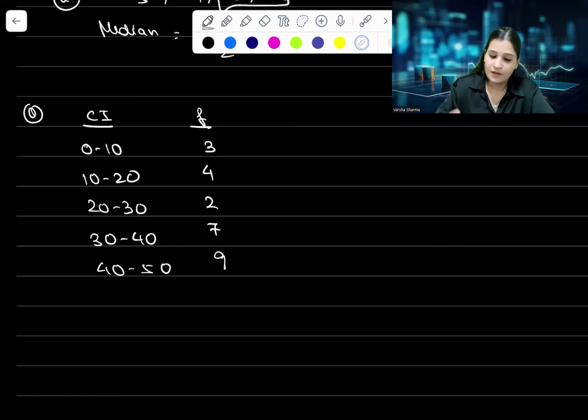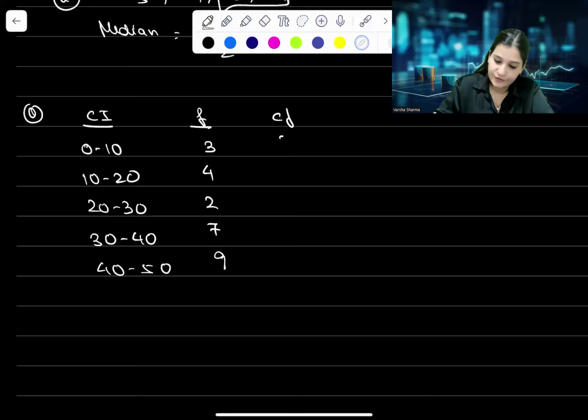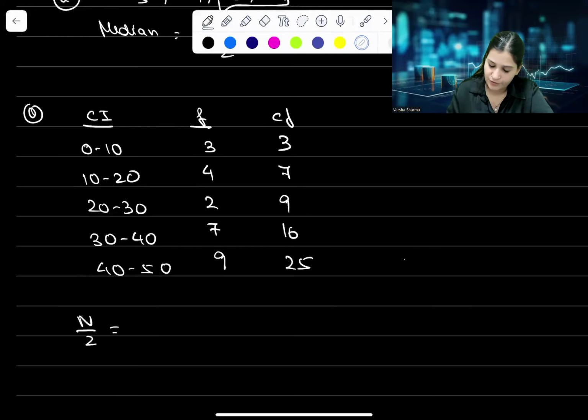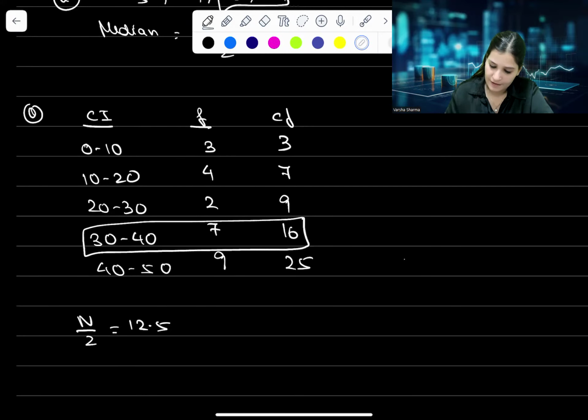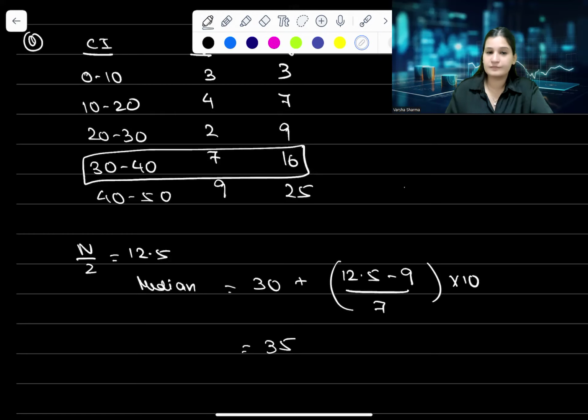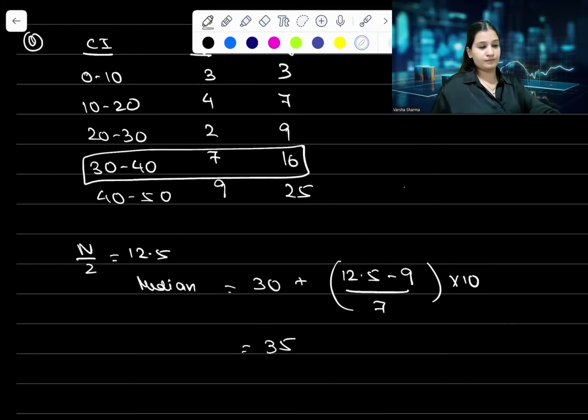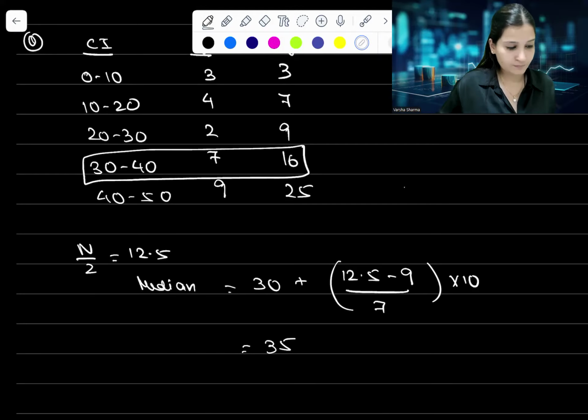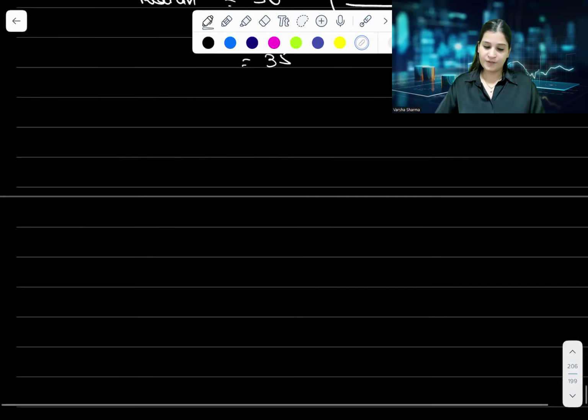So first, cumulative frequency: 3, 7, 9, 16, 25. N by 2 is 12.5, so this is the median class. Median is L plus N by 2 minus CF by F into H, which gives us 35. Clear? Yes, ma'am. Question.